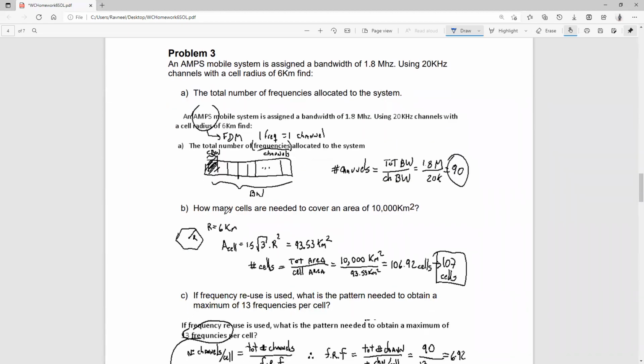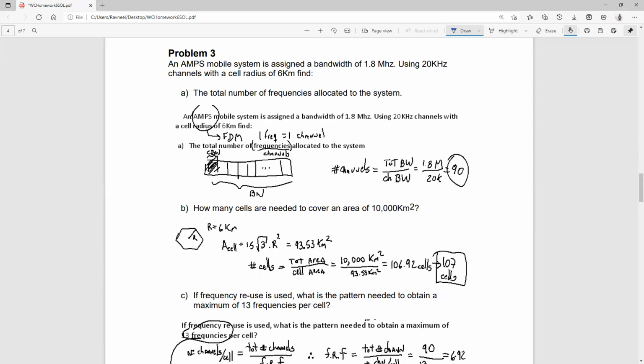Part B, how many cells are needed to cover an area of 10,000 square kilometers? In this particular case, we need to cover this particular area. So how many cells are needed? Like I said, a cell covers a hexagonal area, right? And all these cells in a particular area form a honeycomb type of structure, right?